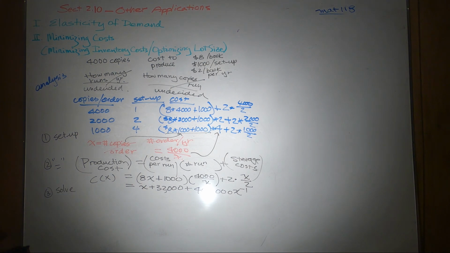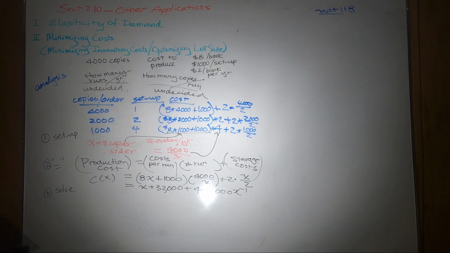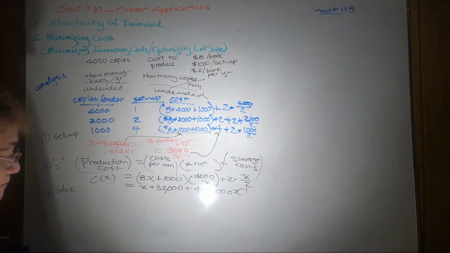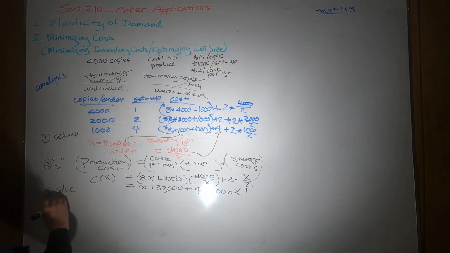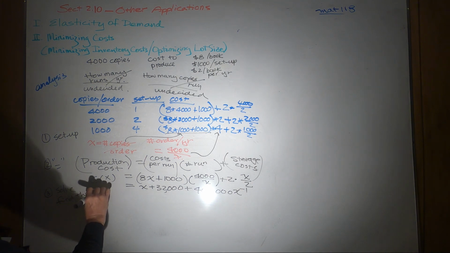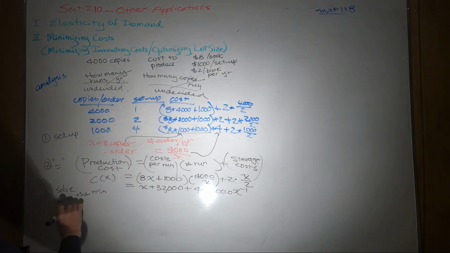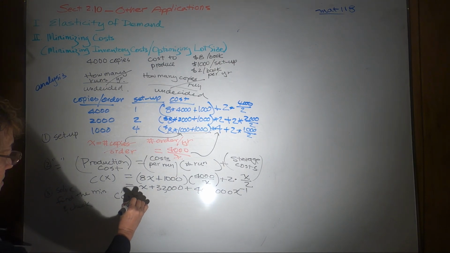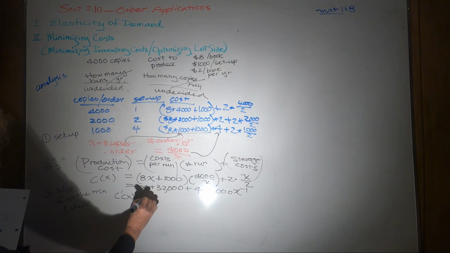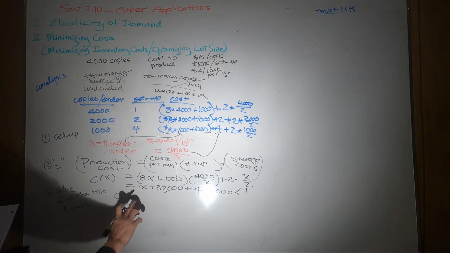We solve by what? Use the first derivative to decide minimum or maximum. Then use the second derivative to verify it. So we will solve by finding the minimum and checking, right? So your C prime X is 0. C prime X is what? You take the derivative.